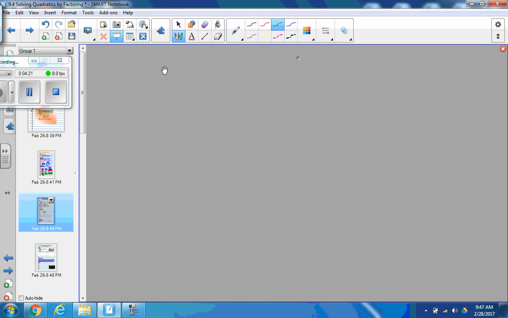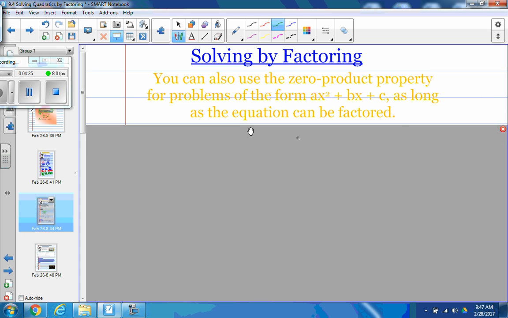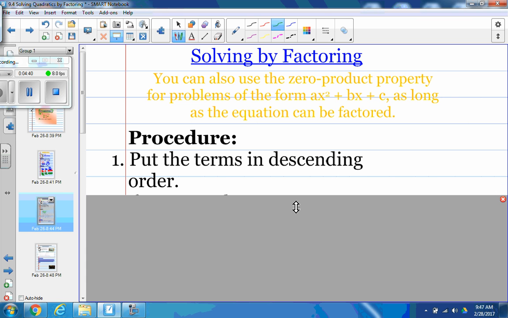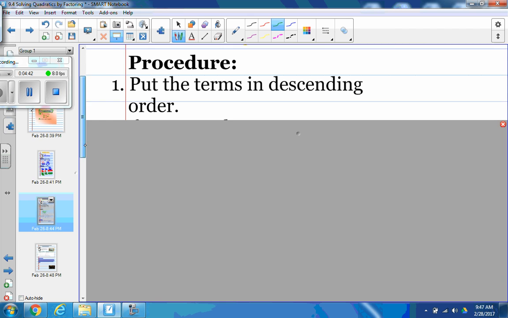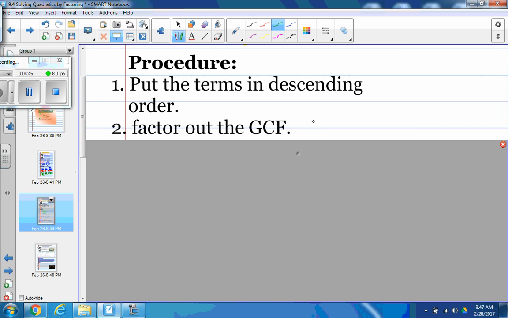So when we're solving by factoring here, this is the main method of solving quadratics. You can use that zero product property for problems of the form ax squared plus bx plus c, as long as the equation can be factored. So make sure that's set equal to 0. And if we can factor it, then we can solve it. So here's the procedure. Put the terms in descending order, so make sure it's ax squared plus bx plus c. Factor out the greatest common factor if there is one. So I'm going to make that note.